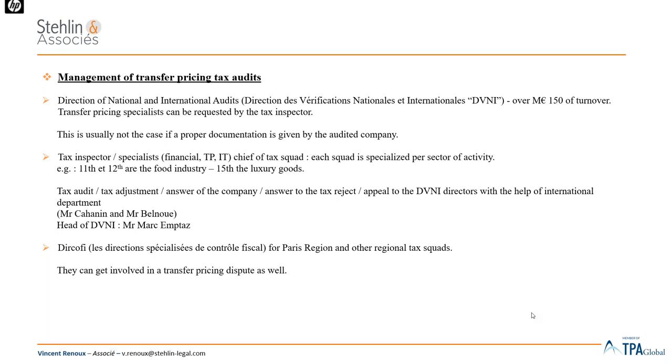So when you have a tax audit, usually this gives rise to a tax adjustment. The company, and this is the procedure, the company answers. Then the inspector answers to the comments of the taxpayer. And at this time, you can have appeal to the chief of squad of the taxpayer, and later on, in the second stage, to the DVNI directors who can review the whole case. So you have two layers of appeal with the help of international tax specialists.